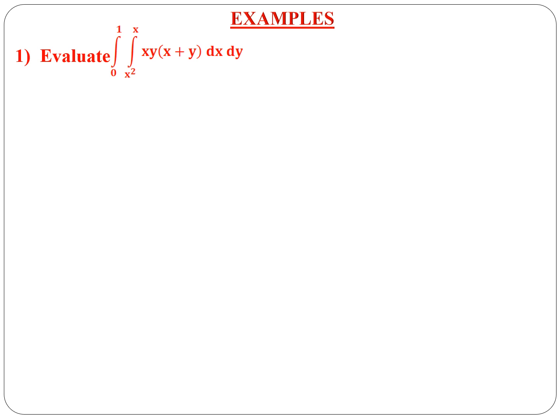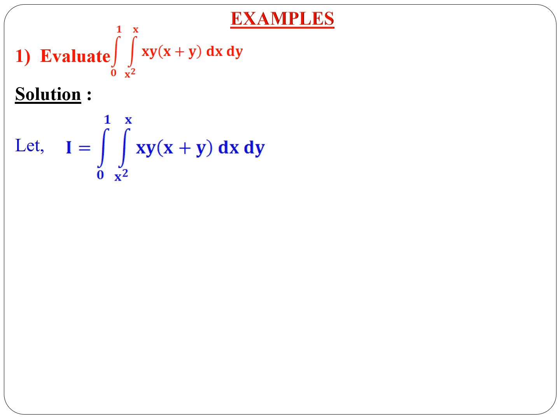First, it is very necessary to identify the external and internal limits. Here the external limits are 0 to 1, which are constant, obviously they should be constant, and the internal limits are x square to x. So this is your internal limit, which is in terms of x, so we have to integrate first with respect to y. How will we write it down?